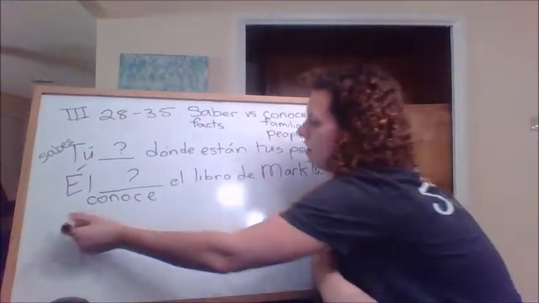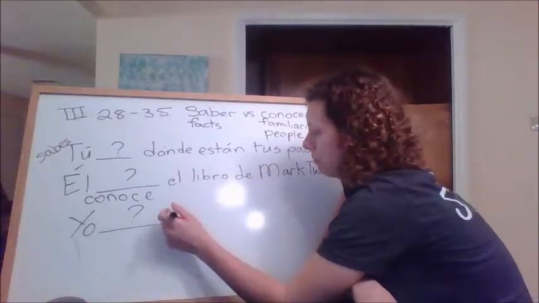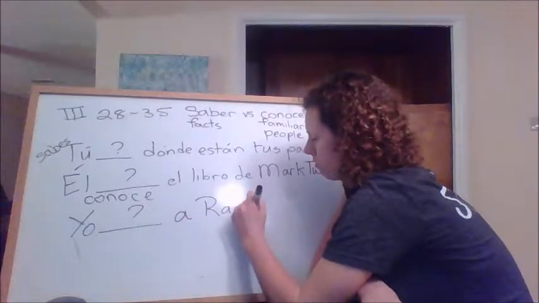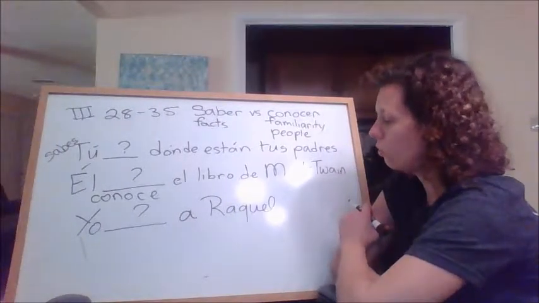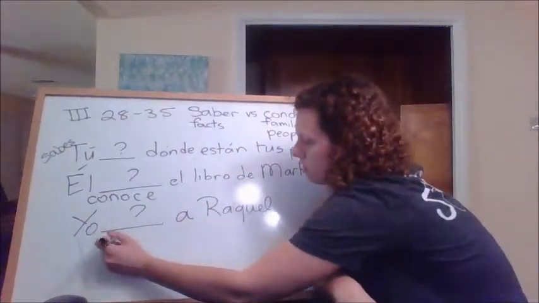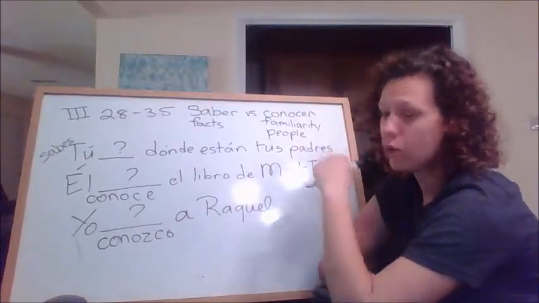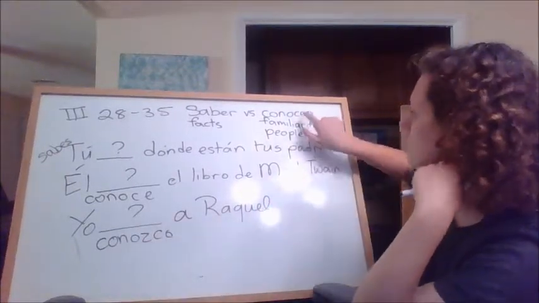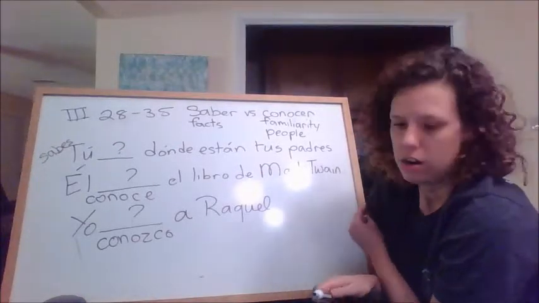If you had, let's see, yo blank a Raquel. I know Raquel, or Rachel. So that's a person, obviously. So this has to be conocer. Remember that conocer is one of the irregular yo forms. Since it ends in CER, the yo form ends in ZCO instead of just CO, because it has to preserve that sound. Conozco. All right.